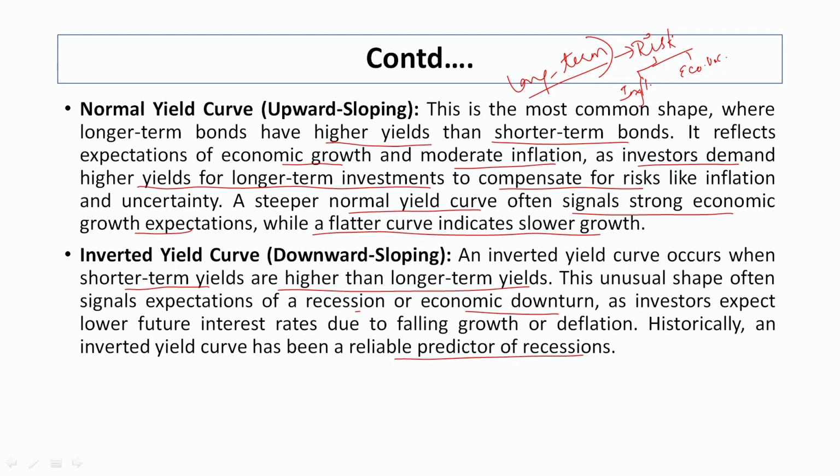If the investor predicts that there is a recession coming in the near future, in that situation what happens, the shorter yield curve will be higher or upward sloping, and the longer yield curve will show a downward pattern. So, in case there is an economic downturn or recession, or the forecast that the economic situation is not going well, in that situation we can see the inverted yield curve, otherwise it is not visible.